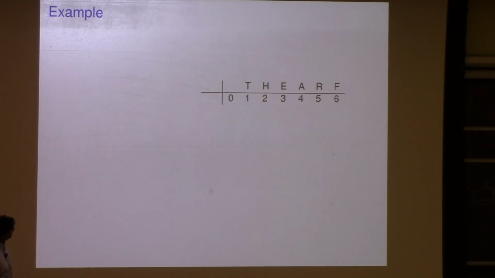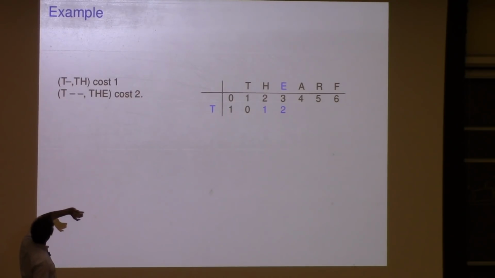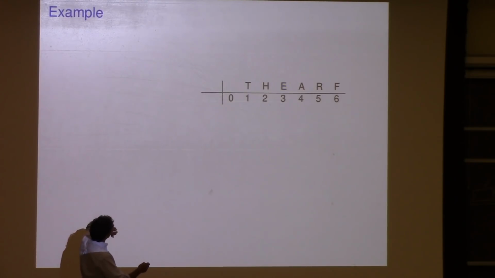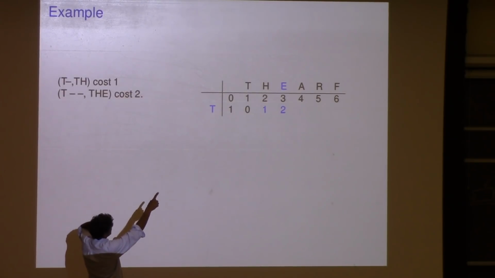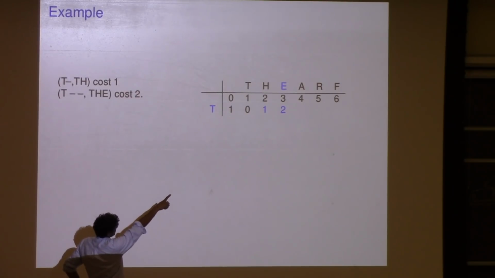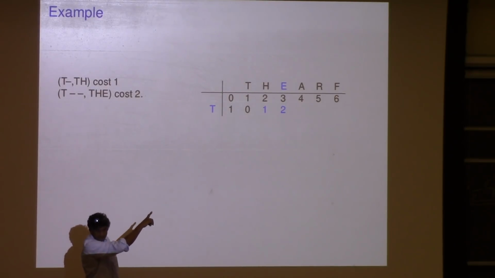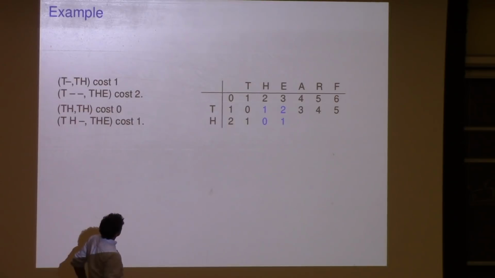Okay, so now you can see an example. Right now, this is the cost of matching the empty string, rewriting the empty string into that string on the top. Here, you're matching t. In this one, you're matching t to th, and it costs you 1 because you have to do an insert for h. To get t to the, that's the second character, you have to do two inserts.